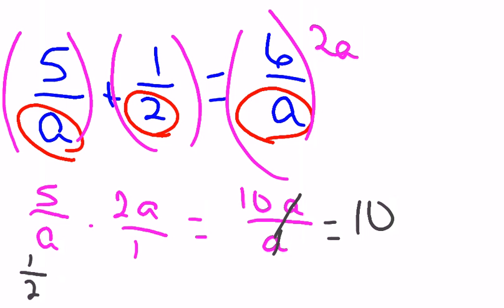So we have 1/2 times 2a over 1. We get 2a over 2. We notice the 2's cancel, so we're left with just a. Here, 6 over a times 2a. The a's cancel, and so we end up with just 12.